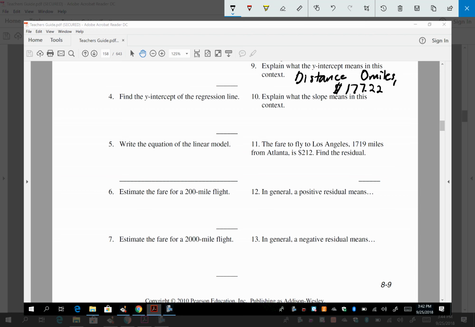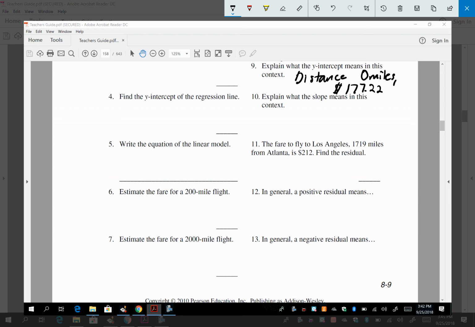Anyway, let's move to the slope. What does the slope mean? This one always kind of trips people up. What was the slope, Eduardo? What was the slope? 0.078? What does that mean? Do you want to give it a shot? Yeah, so whenever your distance increases by 1, your price would increase by 1.7 cents. By 8 cents if we're rounding, right?